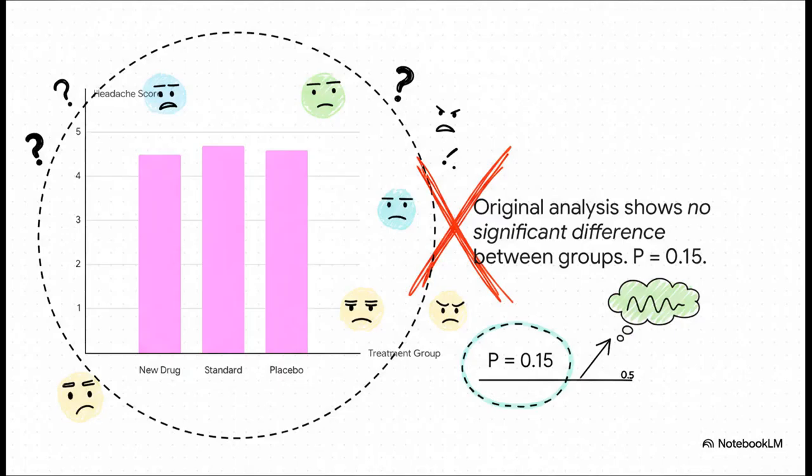And this is what that disappointing result looks like. You can see the bars, they're all kind of hanging out together, they're pretty close. And our p-value of 0.15 is way above that magic 0.05 number. So, based on this, we'd have to conclude our drug doesn't work. But is that really the whole story?